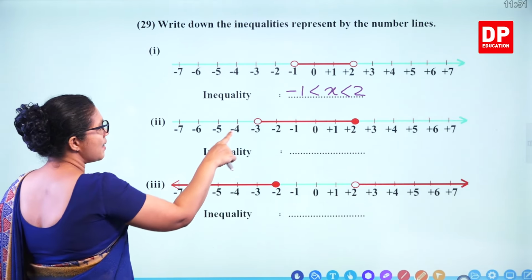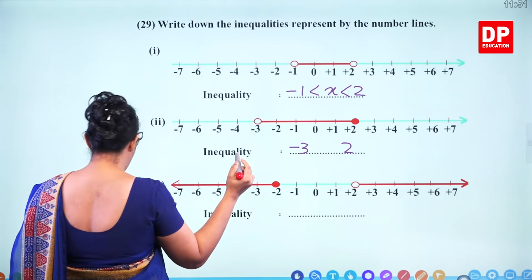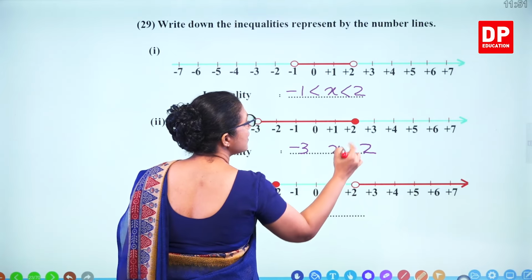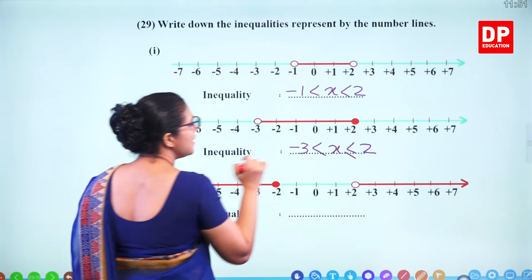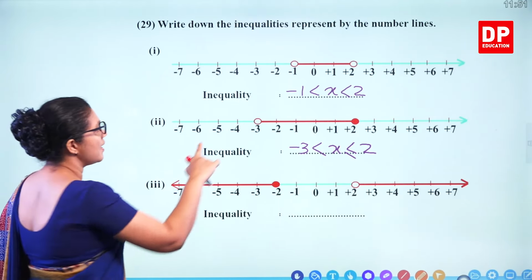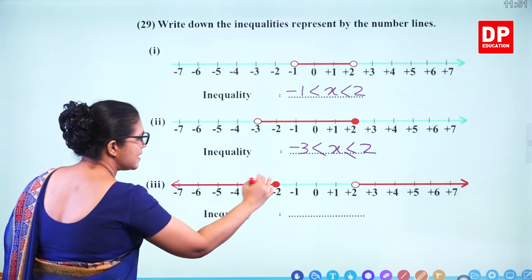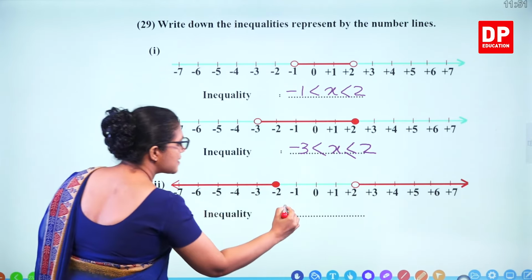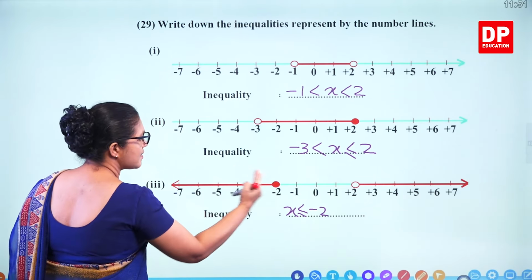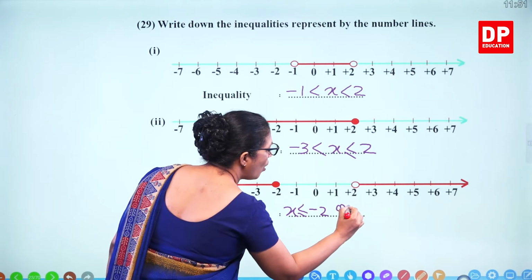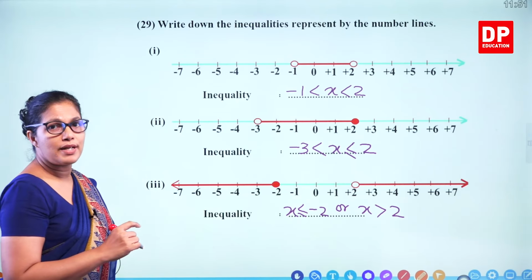This is in between minus 3 and 2. But we can see that 2 is included. So you put an equal sign here, and here, not an equal sign because an open circle is there. This one, two inequalities separately, no intersection. x is less than or equal to minus 2 because this is a solid circle. Less than minus 2 or x greater than 2. 2 is not included there.